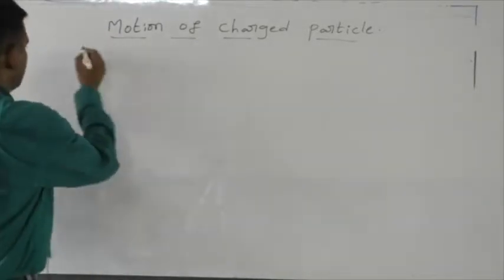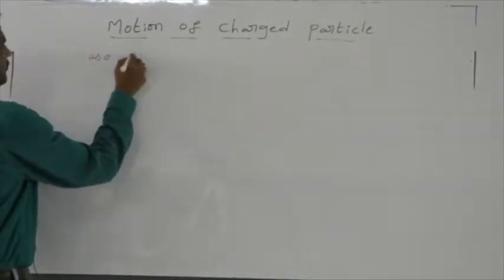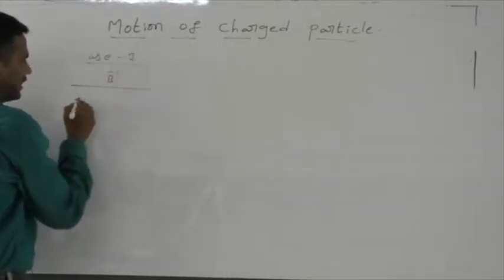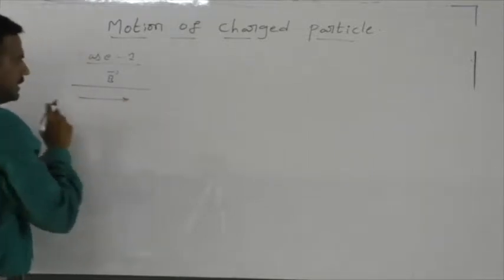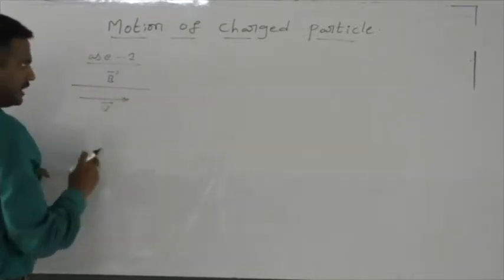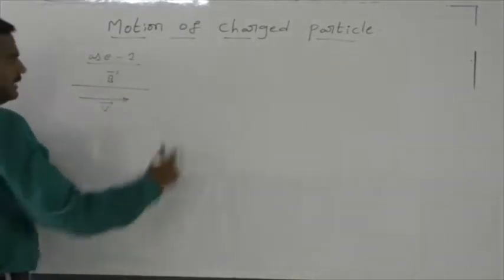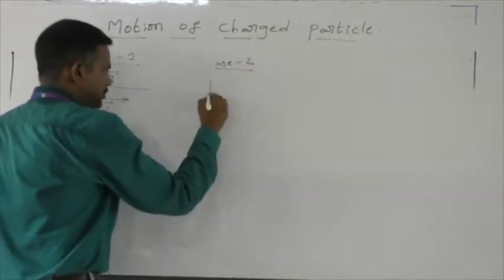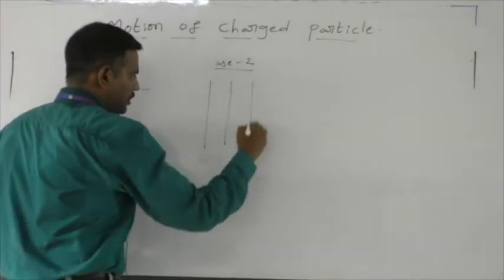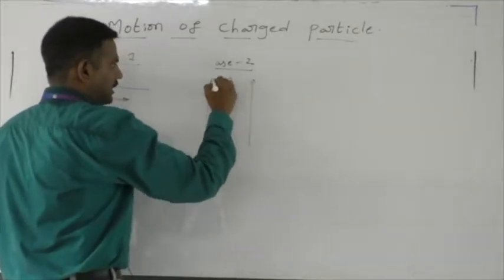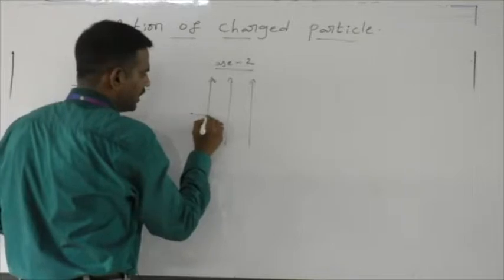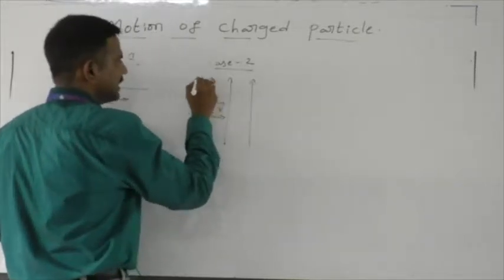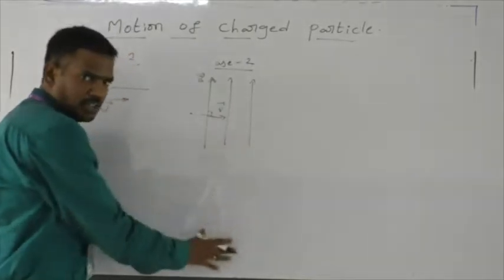Three cases are there. Case one: let us suppose this is the direction of a magnetic field and the charged particle enters the field in the same direction as that of the field. Then what will happen? Case two: this is the direction of a uniform magnetic field and the charged particle is entering the field perpendicular to it. This is the direction of velocity, this is the direction of the magnetic field. What will happen? We will see.